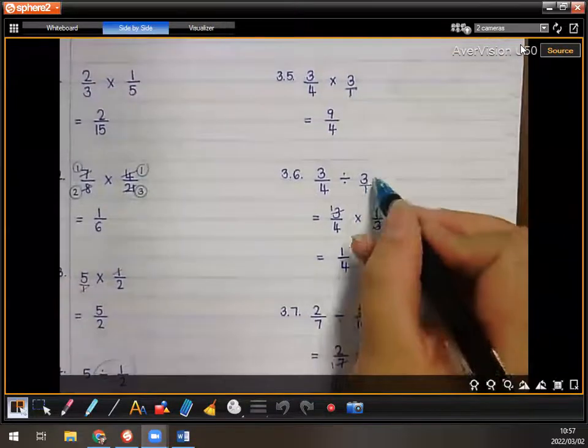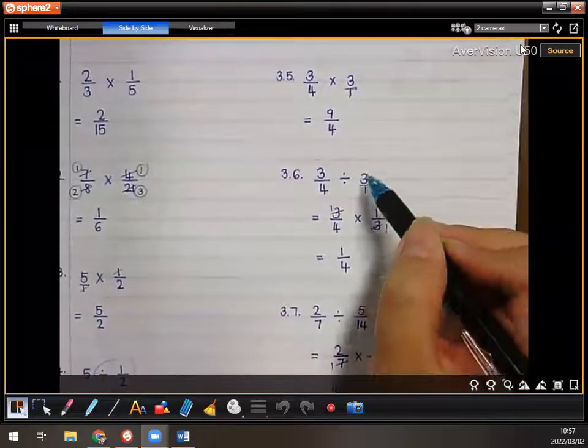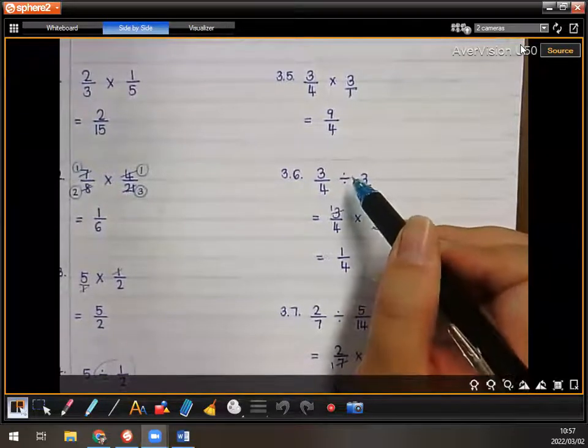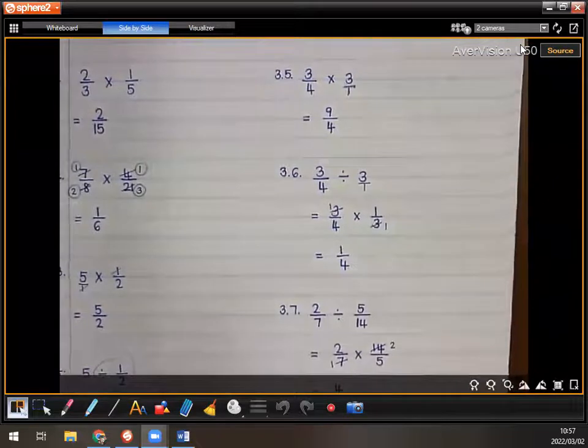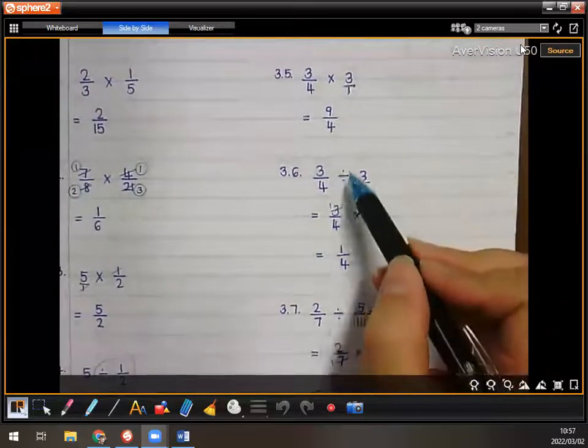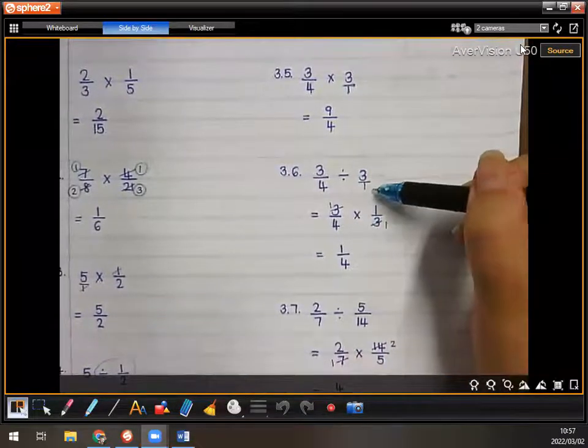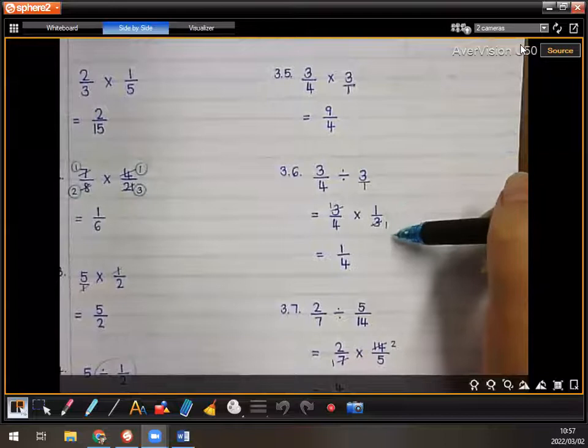So the next one, again, I have a 3, which I just wrote as 3 over 1. But now I have to flip and times because I'm dividing, right? Guys, every time you're dividing by a fraction, you have to flip and times. So this division symbol turns into a times symbol, and 3 over 1 is going to become 1 over 3.